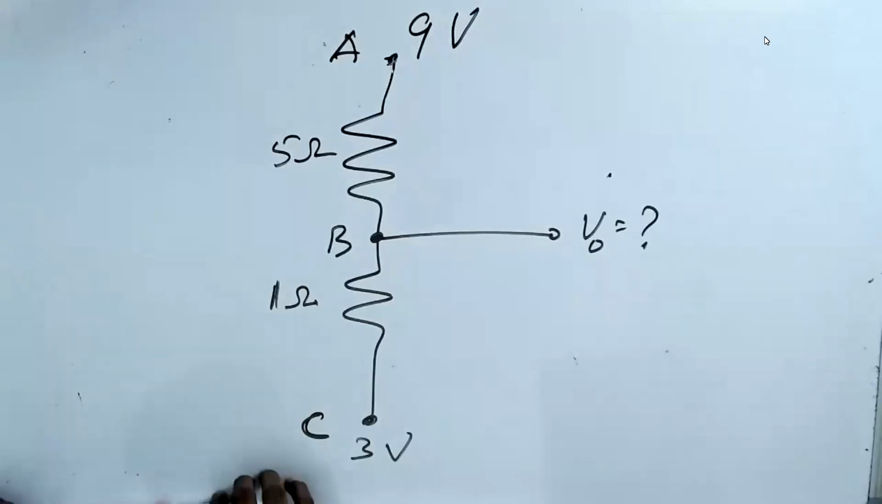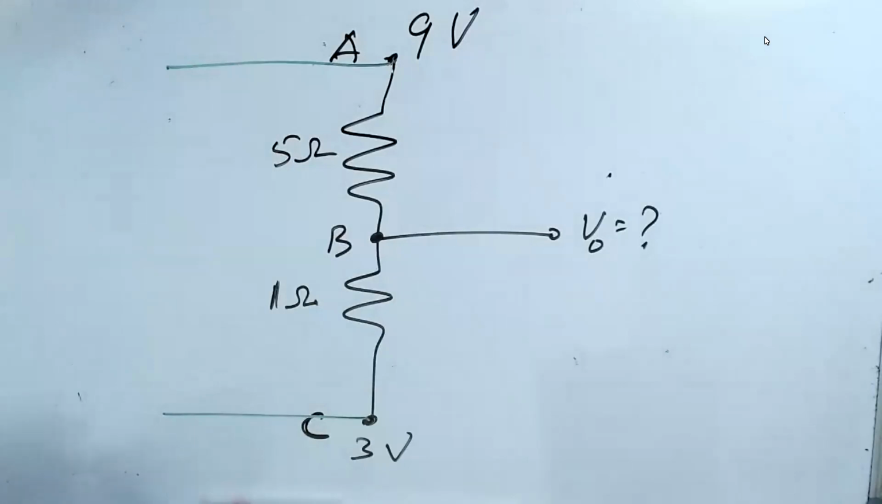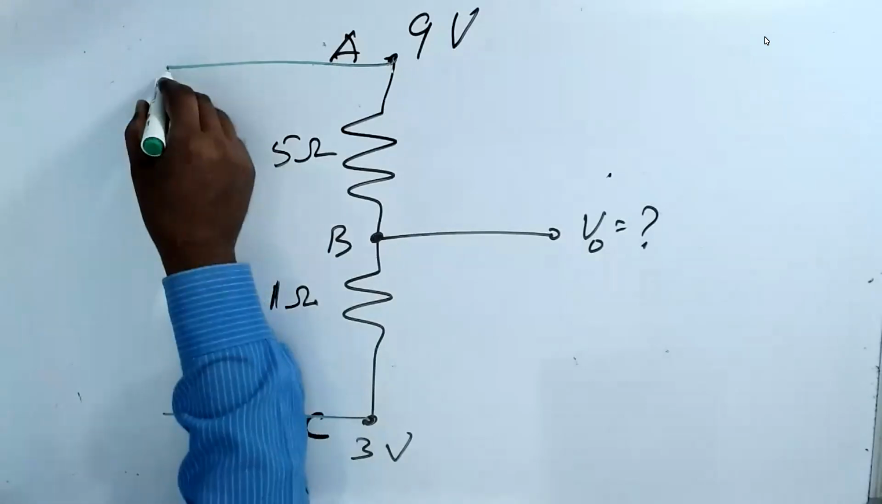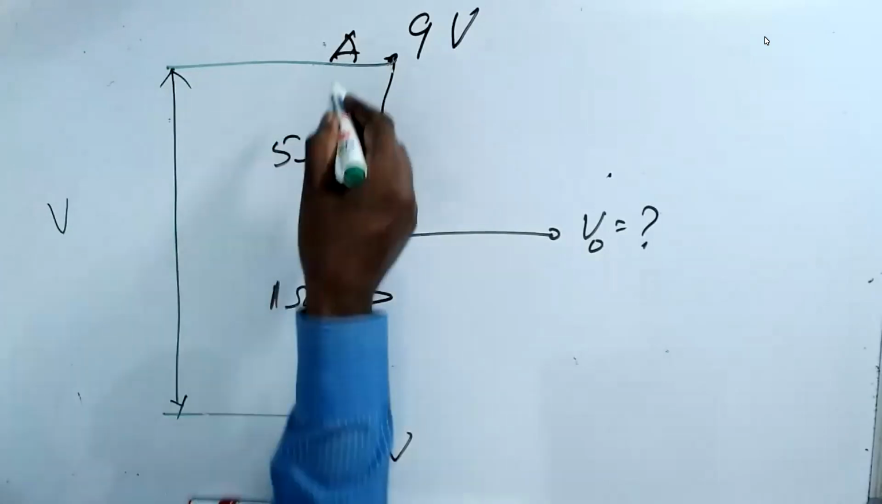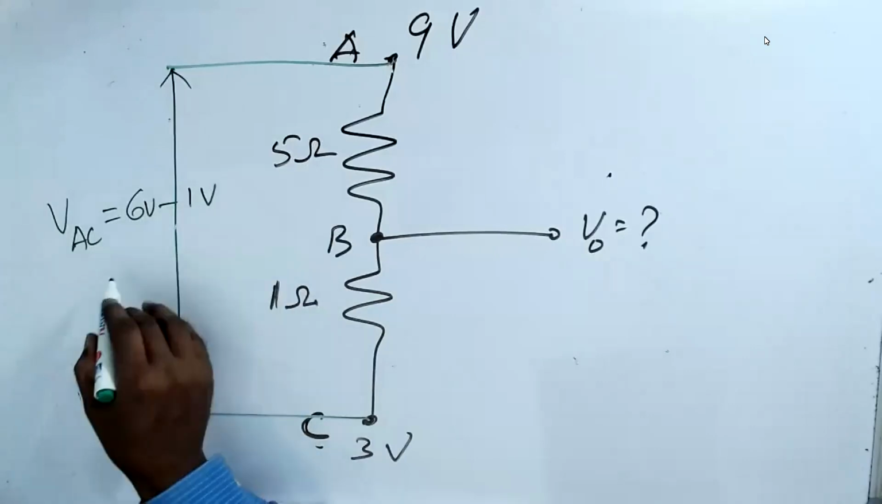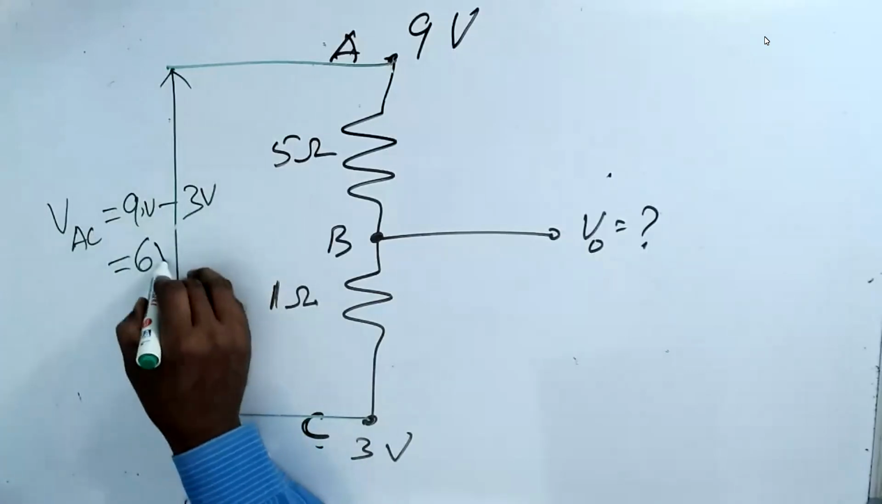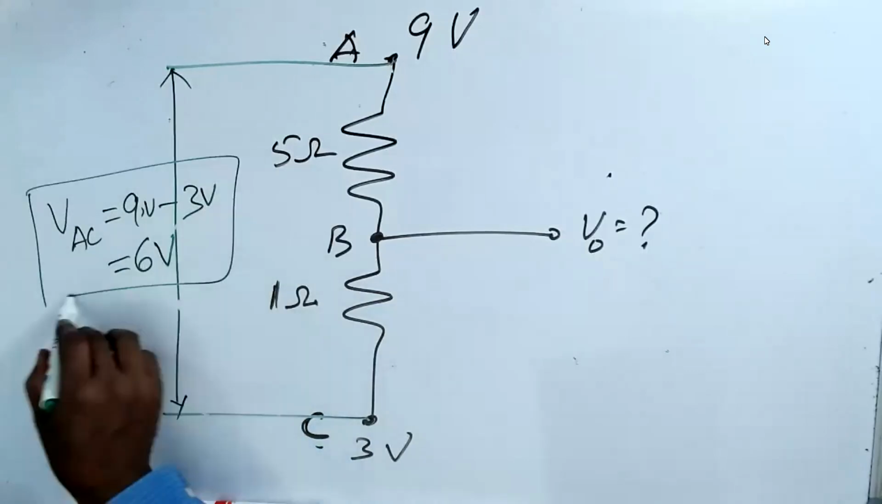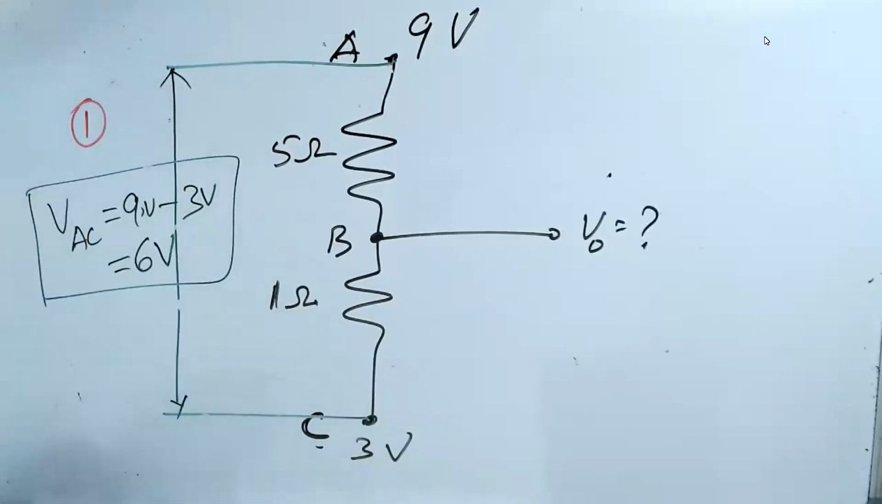Now I do step 1. Step 1 is very simple. I find the voltage difference across A and C. So 9 volt minus 3 volts is equal to 6 volt. This is step 1. If you don't understand step 1, let me know.